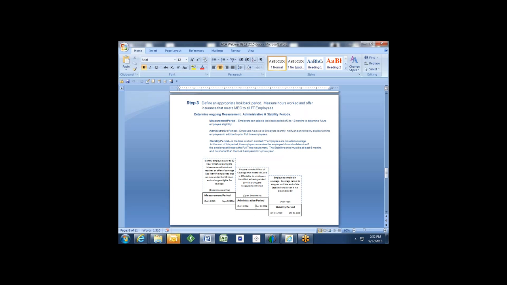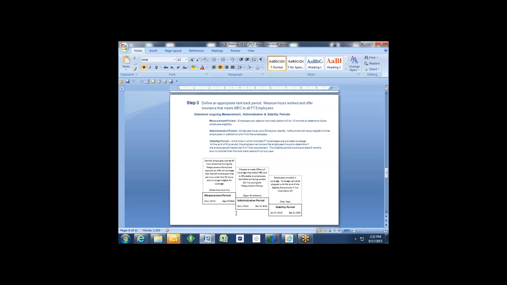The administrative period, now the measurement period and the stability period do not stop. In other words, like this measurement period, even though I have in here September 30th to do your measurements, the stability period still has to go through that whole year. In other words, during the administrative period, you would not take employees off of their coverage. They have to stay on for the full stability period.